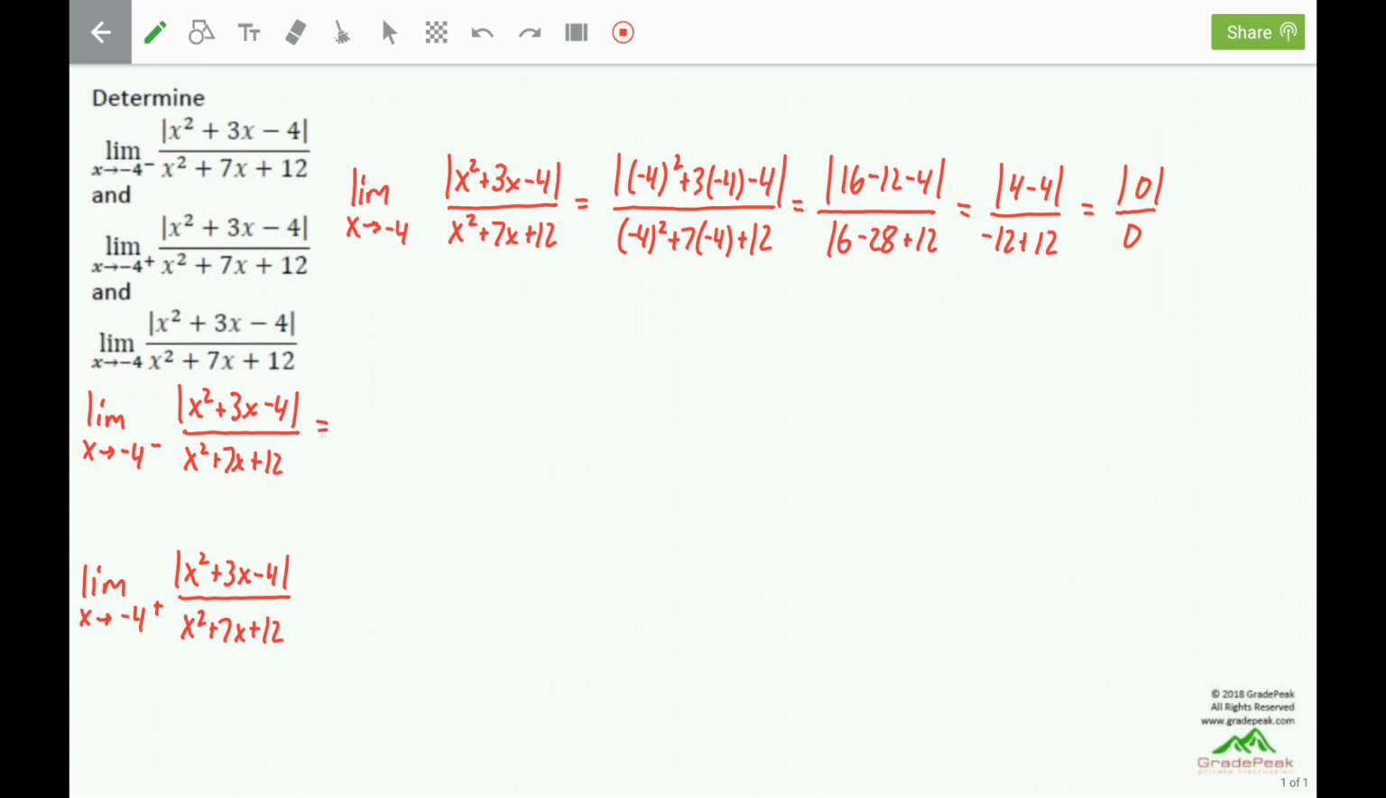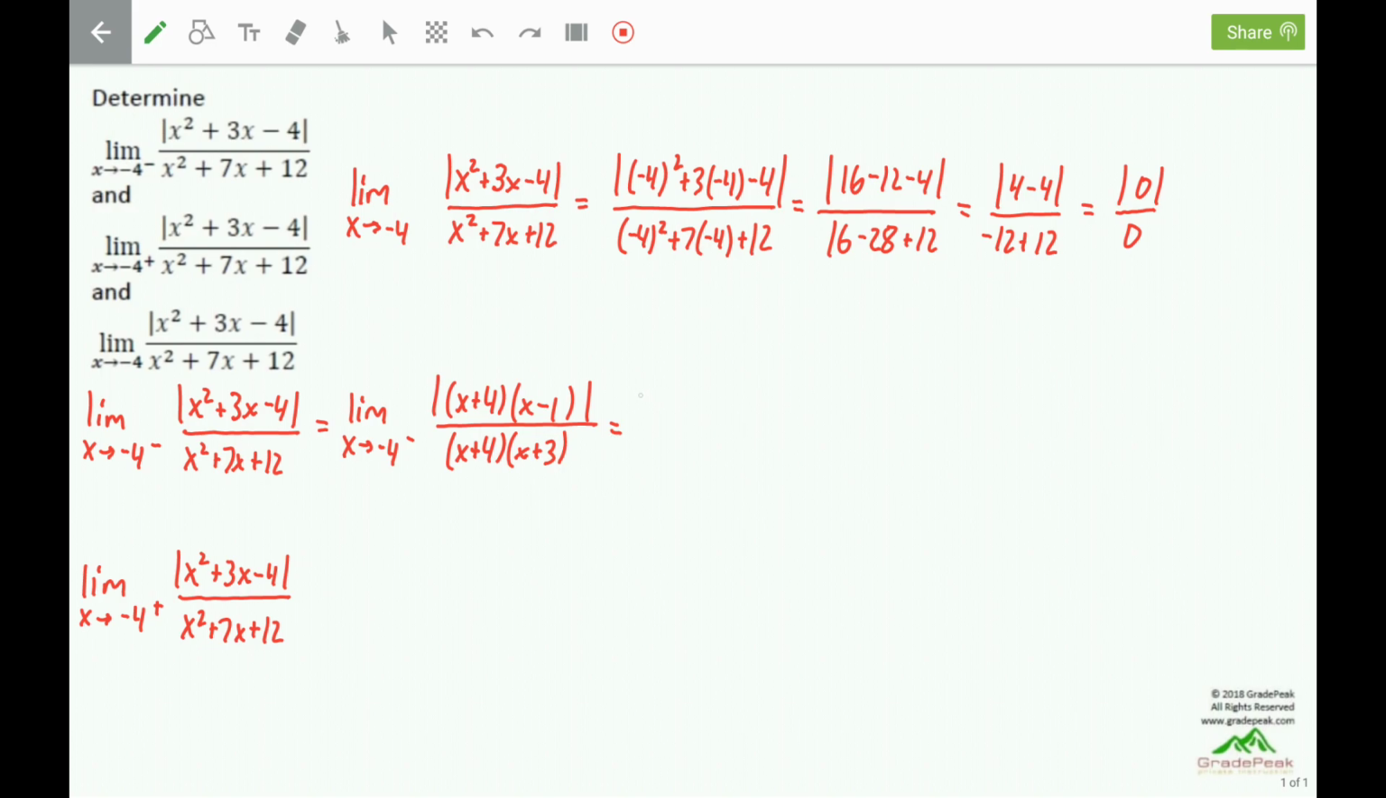Let's start with the left-sided limit. The first thing to do is factor the trinomial quadratics in both the numerator and denominator. In the numerator, we have an x and an x. We need two numbers that multiply to be a -4 and add to be a +3. So it sounds like a +4 and a -1 will take care of that. In the denominator, it will be x and x, and we need two numbers that multiply to be a +12 and add to be a +7. It sounds like a +4 and a +3 will take care of that.